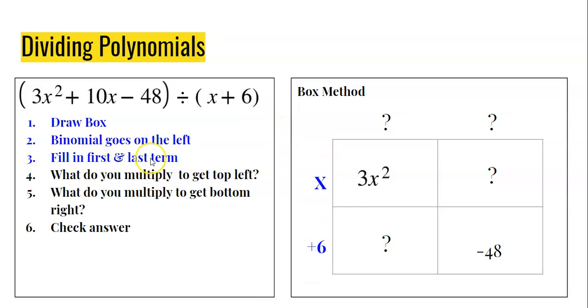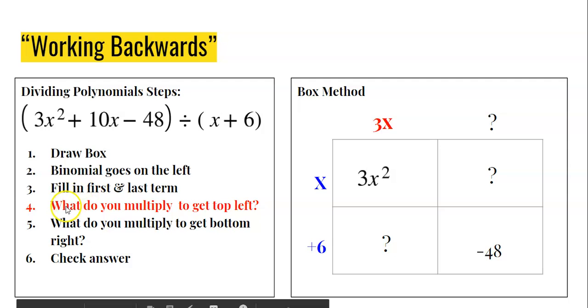Fill in the first and last term. As a reminder, the first and last term of your end product never change in the box method. Since we know they don't change, we can write them in right away. So we'll write in the 3x squared and the negative 48. Those are the first 3 steps.